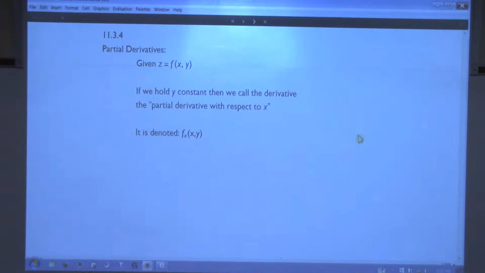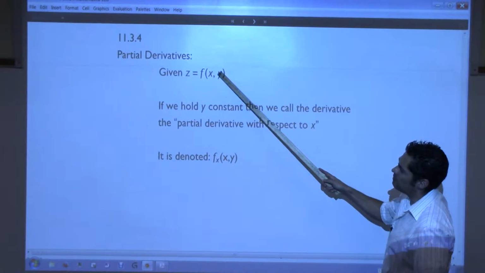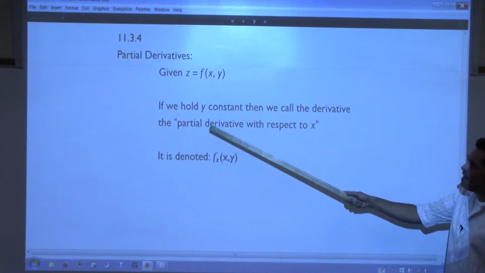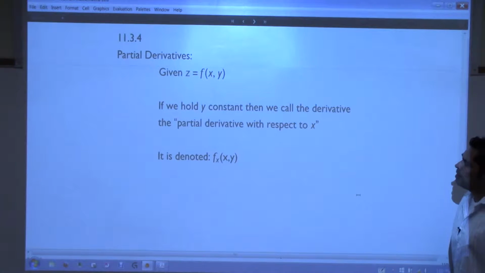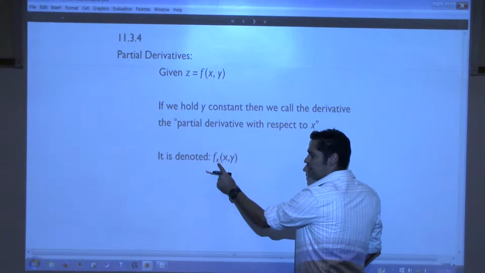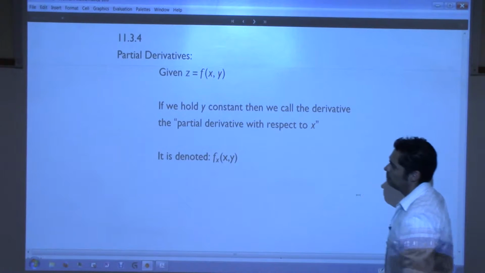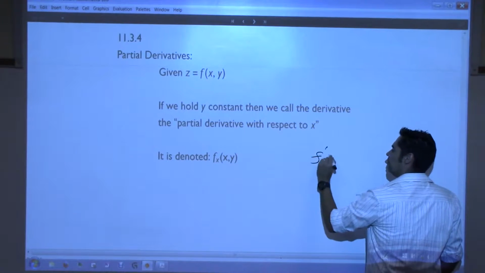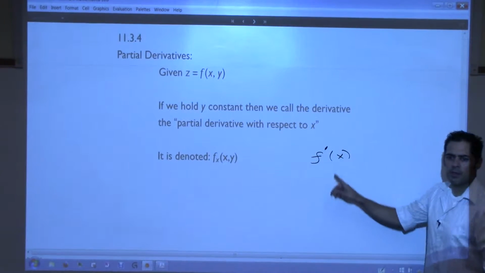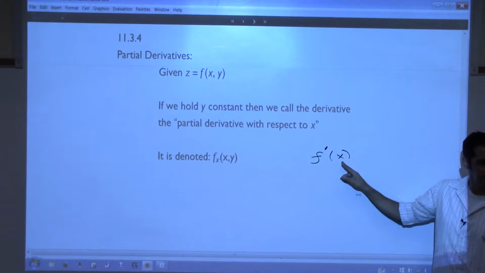So let me point out the notation for partial derivatives. If you're given a surface, z equals f of x, y, so it's a function of two variables, if we treat y as the constant, then we call the derivative the partial derivative with respect to x. And this is the way we denote it. It's f with the subscript x that tells you that x is the variable, and then x, y. So it's kind of like this notation from Cal 1. We had this told you the derivative of f, but it was obvious from this that x was the variable, isn't it? Because it's right there.